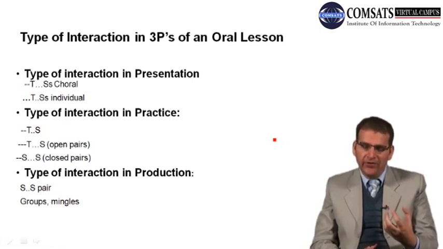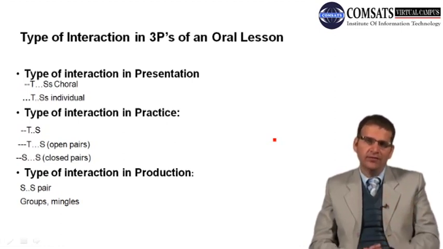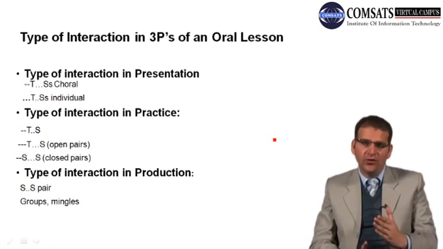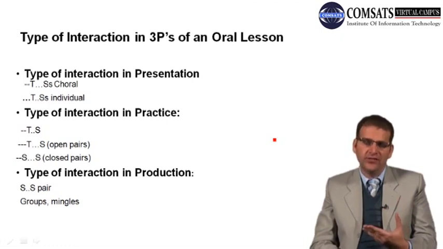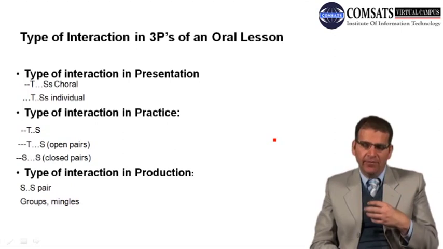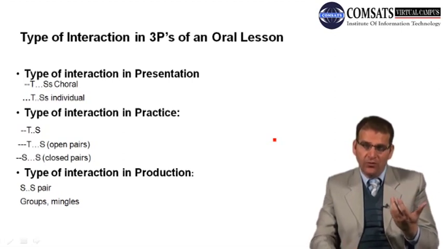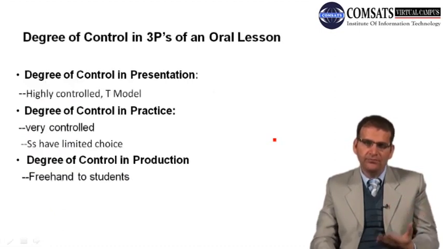The third is the type of interaction in production, of course student-student pair, groups, mingles. Is that clear? So dear students, this is what we talked about, the type of interaction in 3Ps. As far as interaction is concerned, fine. In presentation, of course, it is in chorus, it can be individual. In practice, it can be open pair, closed pair, or teacher and student. In the production stage, pair work between students or in groups. So this is what we call types of interactions in 3Ps.